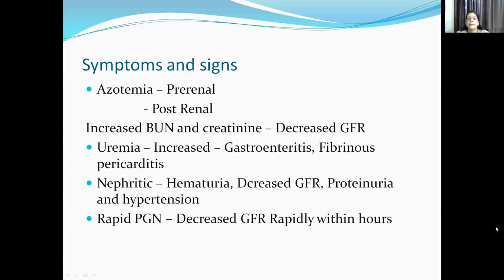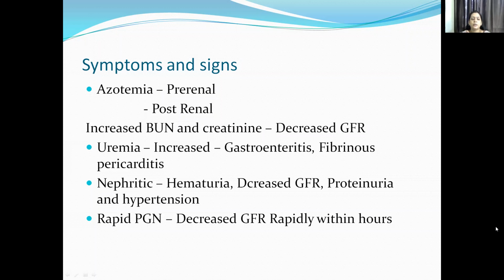Okay, so because of that there is uremia, and if there is an increase in the urea, it can lead to systemic manifestations like gastroenteritis and uremic fibrinous pericarditis. In kidney diseases, because the toxic end products are not being thrown out by the kidney, they are getting accumulated and forming systemic manifestations like gastroenteritis and uremic fibrinous pericarditis.